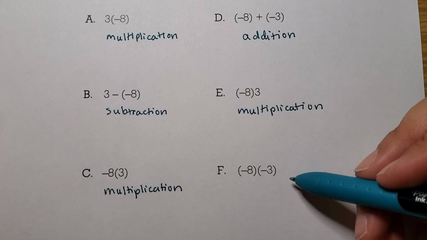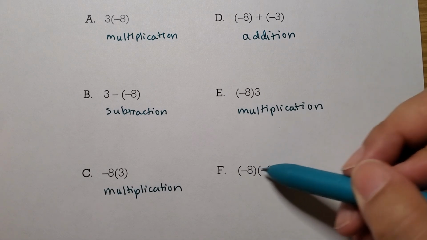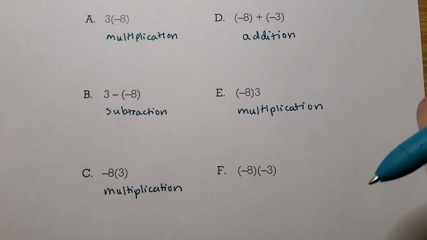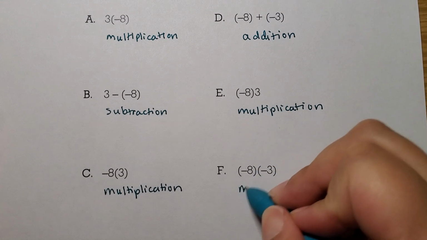And here at the bottom, we also have 2 sets of parentheses, but now notice this time, nothing in between them. So when there's nothing in between them, that means it's a multiplication problem.